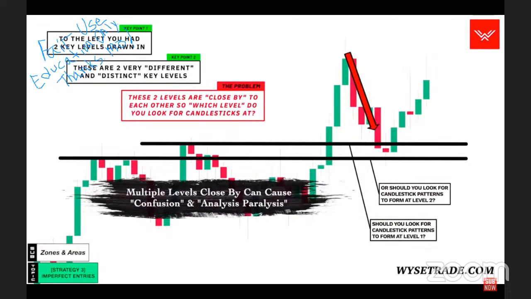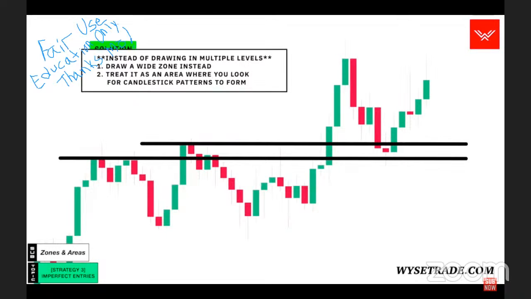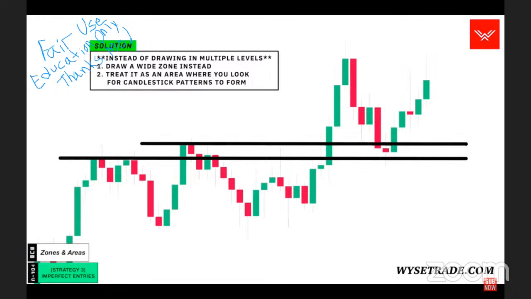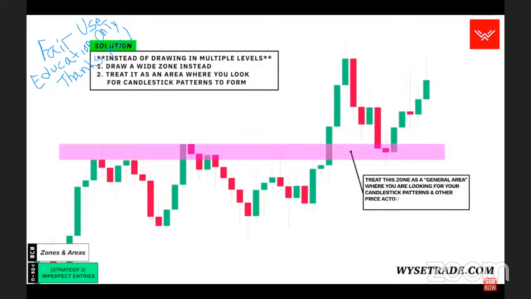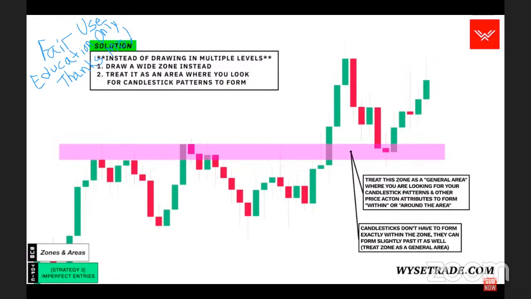Now, to get around this problem, instead of drawing in multiple levels, what you do is you draw in a wide zone like this and treat the zone as a general area where you look for candlestick patterns to form within or around. This is very important. Candlesticks don't have to form exactly within the zone. They can form slightly past it as well, because again, you're treating it as a general area where you are looking for candlestick patterns to form.